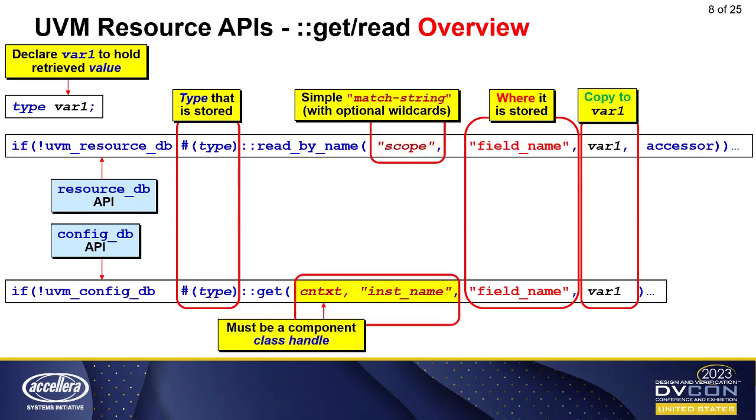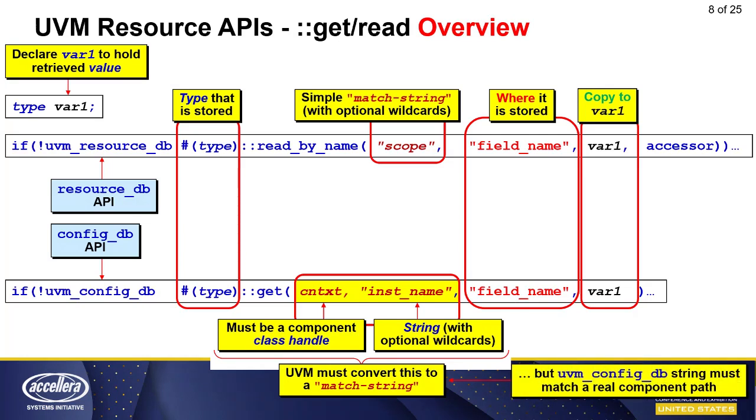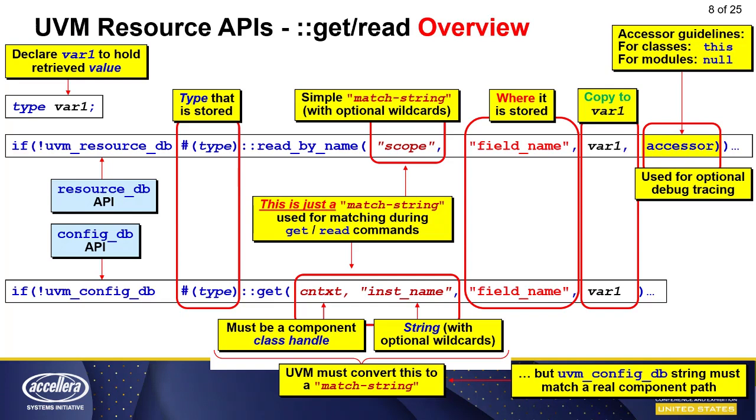Similarly, the first arguments of the UVM config DB get command are a context class handle, which must be a valid handle to a component, and an inst name string that UVM must convert into a matching string, which again must be a string to a valid component path. So just like the set commands, the first argument or argument pair is really just a string, which must be matched during these get and read operations. And UVM resource DB commands also include a final optional accessor argument, which can be used for optional debug tracing.